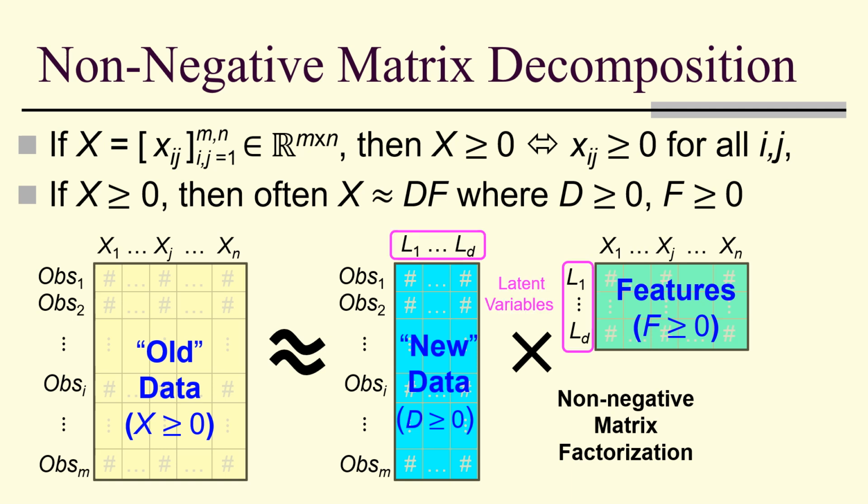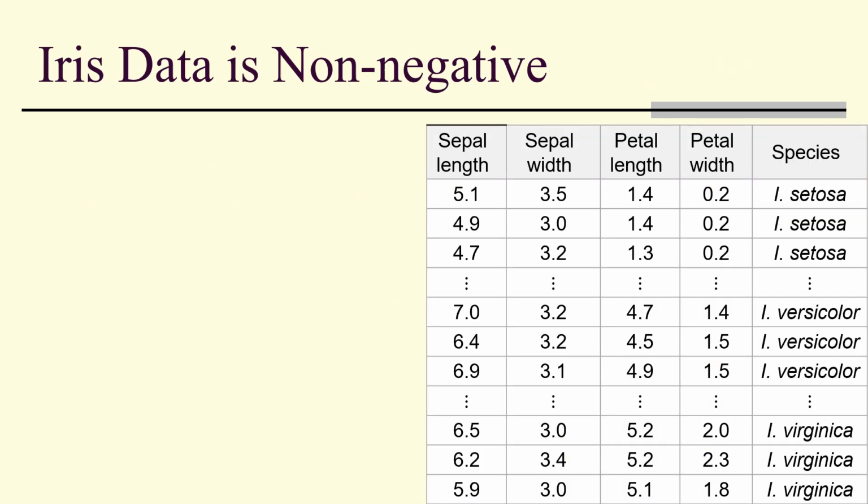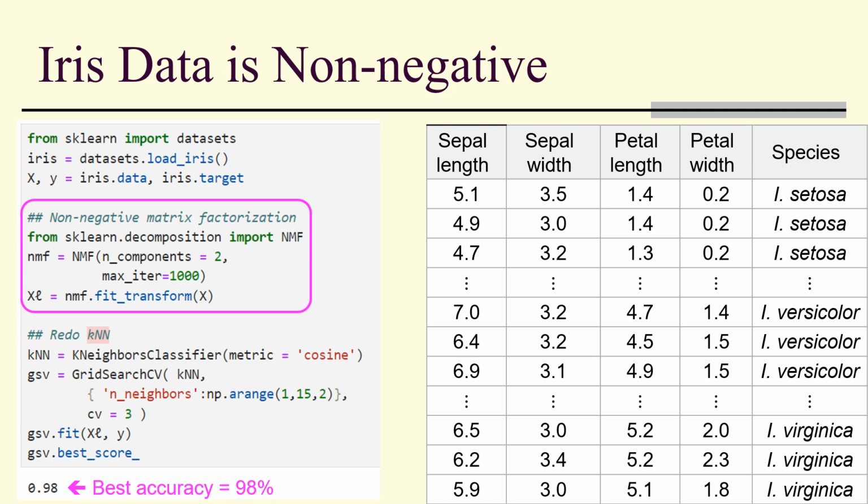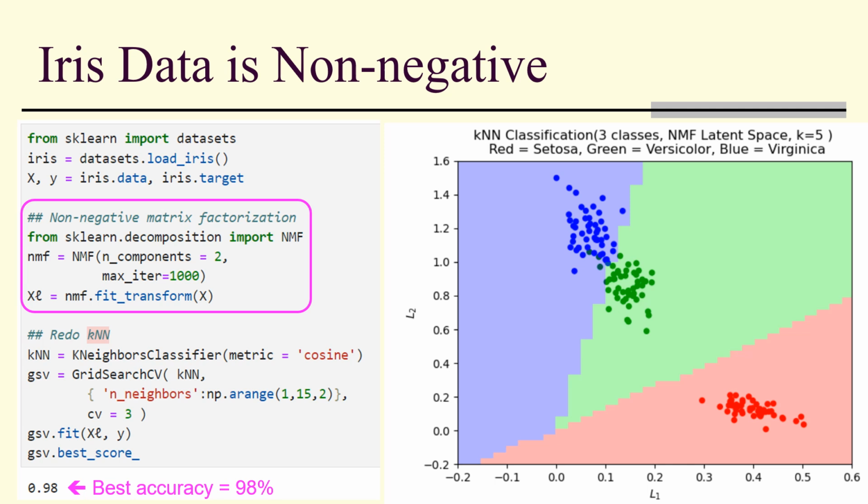Once again, we have latent variables, and we often choose D as small as we can while preserving our information. So the iris data is non-negative. So let's apply non-negative matrix factorization. As you can see here, it's no more difficult to apply than principal components. And now I redo my grid search CV on my latent space representation using non-negative matrix factorization, and my best accuracy is 98%. And here is my non-negative matrix latent space representation.